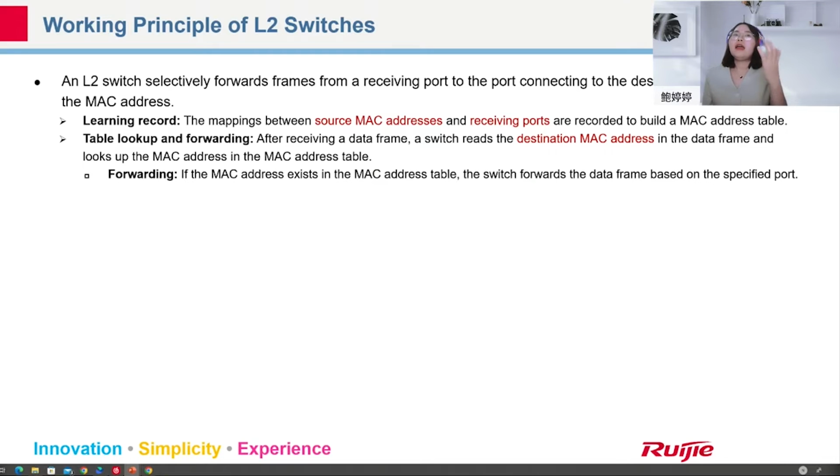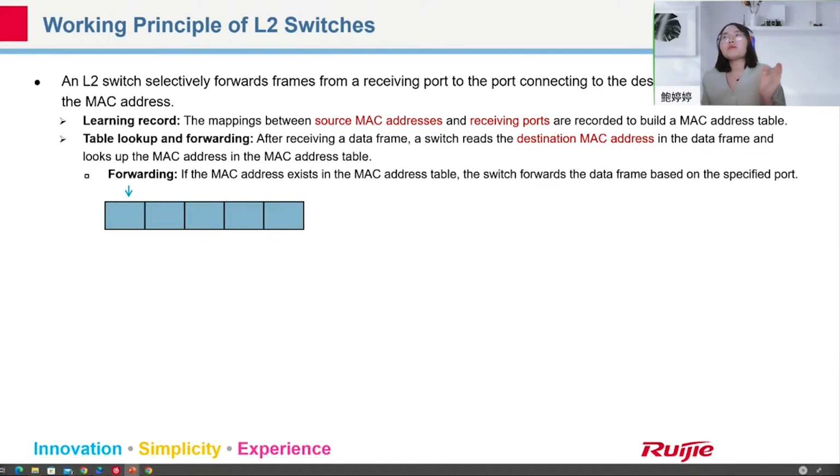About forwarding: if the MAC address exists in the MAC address table, the switch will forward the frame based on the specific port. For example, suppose this indicates the 5 ports of the switch, and I receive from the first port. I will check the MAC address table, and the table shows the forwarding interface is the fourth one. So the frame is only sent out on this interface.